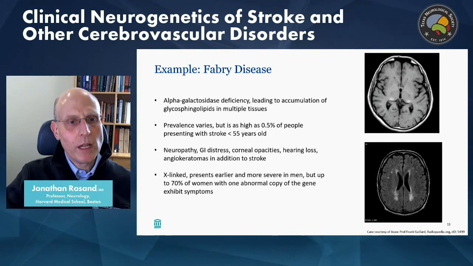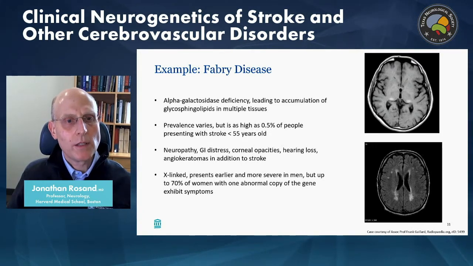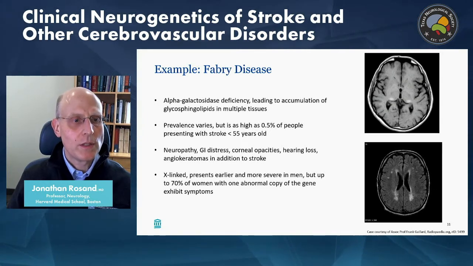Another example is Fabry's disease, more common in the population. Here you have alpha-galactosidase deficiency, which leads to accumulation of glycosphingolipids in multiple tissues. The prevalence can be as high as 0.5% of people who present with stroke under the age of 55. And in addition to stroke, you can see neuropathies, GI distress, corneal opacities, hearing loss.